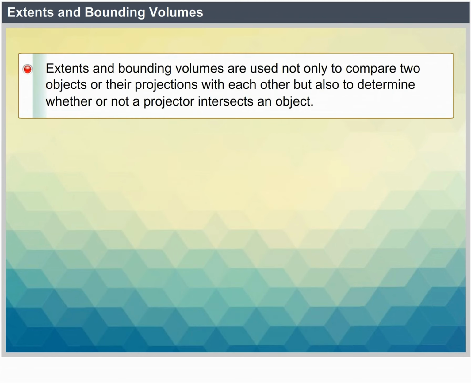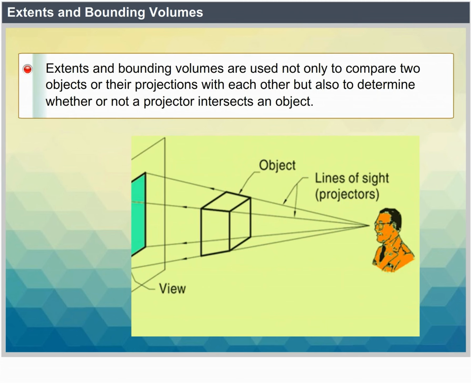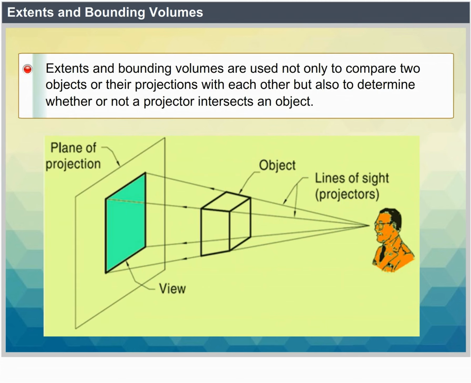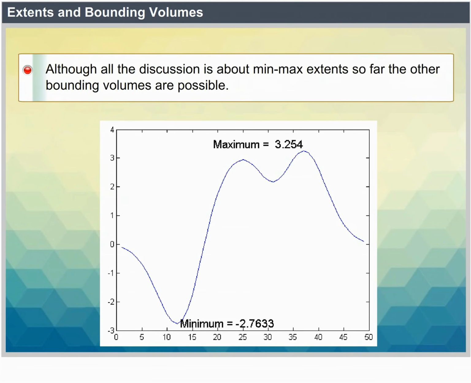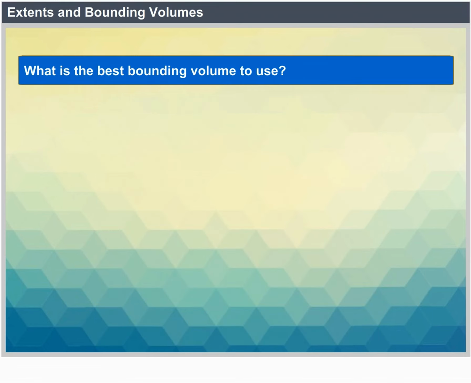Extents and bounding volumes are used not only to compare the two objects or their projections with each other, but also to determine whether or not a projector intersects an object. This involves computing the intersection point with a 2D projection or a vector with a 3D object. Although we have discussed only min-max elements so far, other bounding volumes are possible. What is the best bounding volume to use?